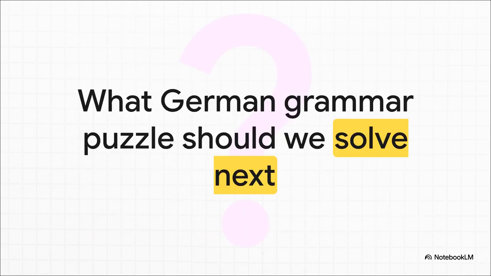You've got this. So if you remember just one single thing from all this, let it be this. When you start a clause with deshalb or trotzdem, the very next word you say or write has to be the verb. That's it. That is the master key to this whole puzzle.